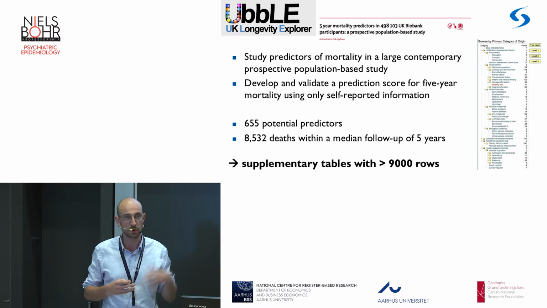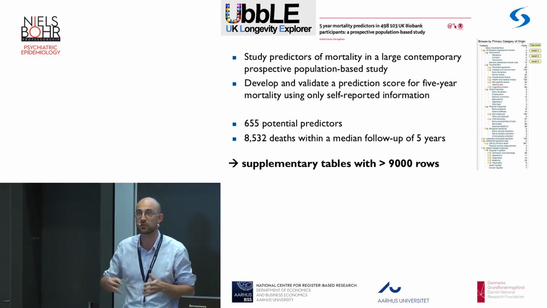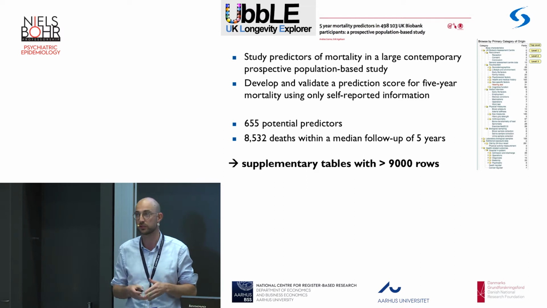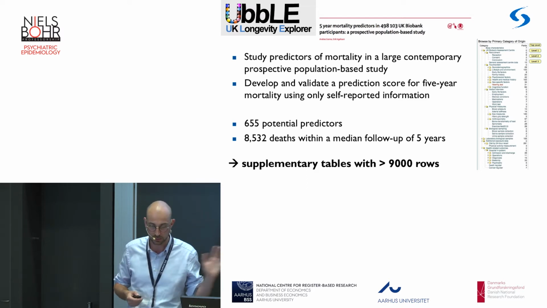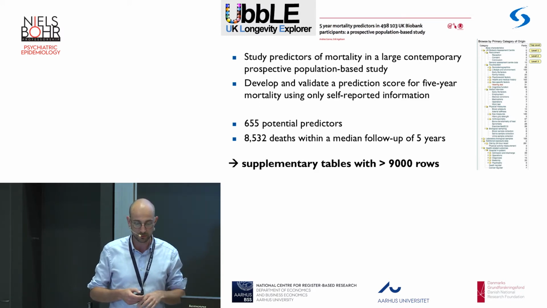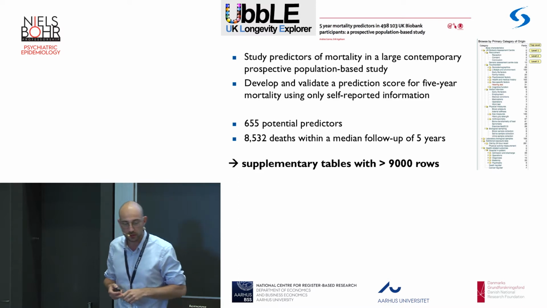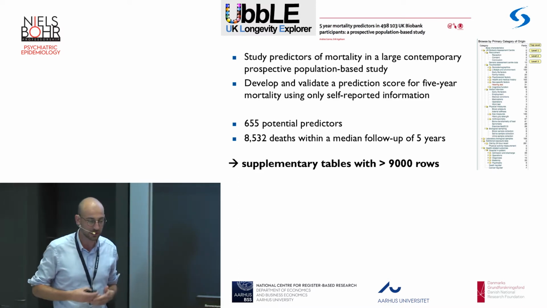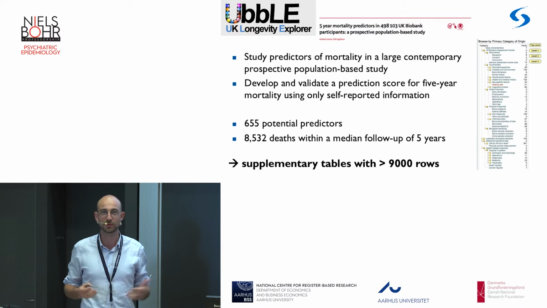And indeed, we used all the variables that were available at that time, and we see what's the prediction for each of these variables and what's the association with 5-year mortality. At that time, there were around 655 predictors and around 8,500 deaths for a median follow-up of 5 years. So we did this study and we realized that our supplementary table was around 9,000 rows, which was not very functional.